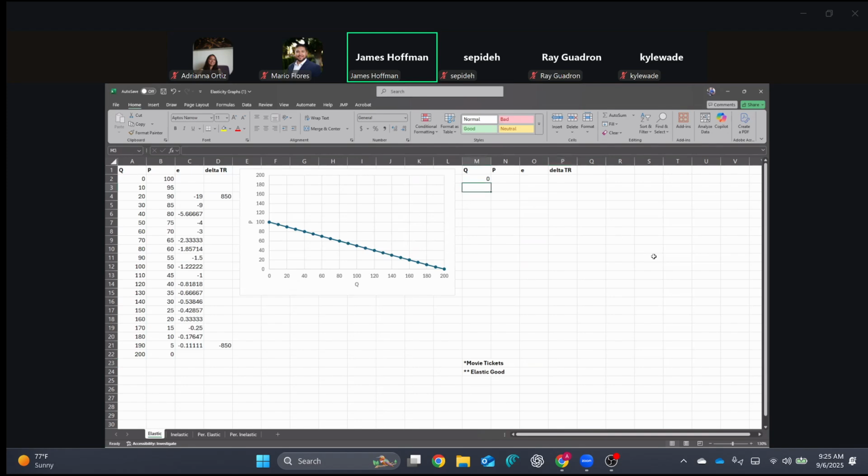All right, so let's say this is the market demand for movie tickets. Let's say that at a price of $55, no one goes.